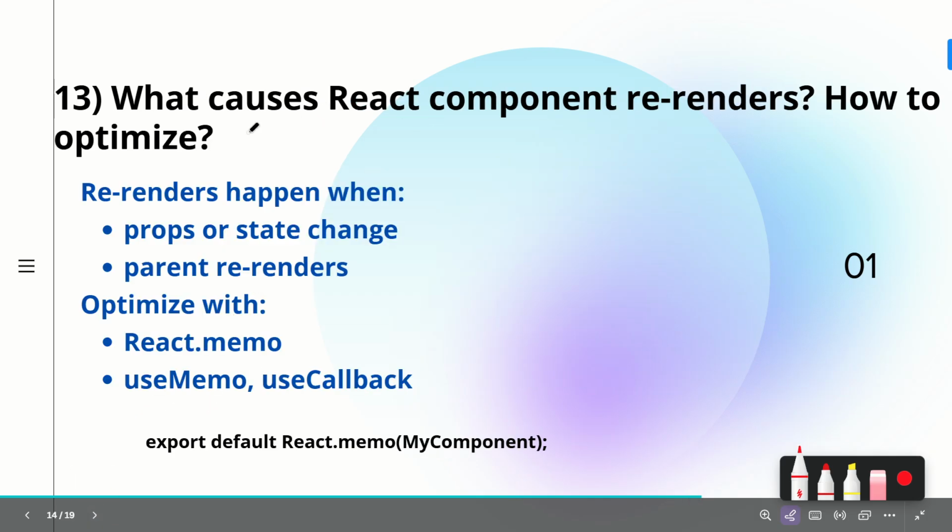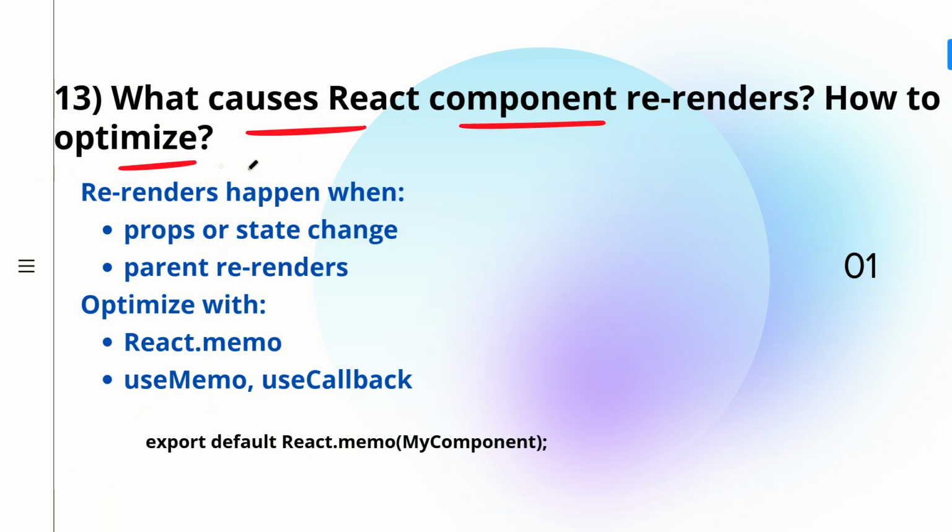Now let's see our 13th question. What causes React component re-renders and how to optimize it? We have discussed in the previous question that a re-render happens only when props or state change or the parent re-renders. So if there is any change in props or state in your component, it will re-render. Else if the parent re-renders, then again your child will also re-render.